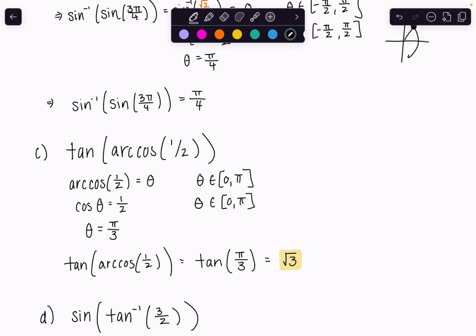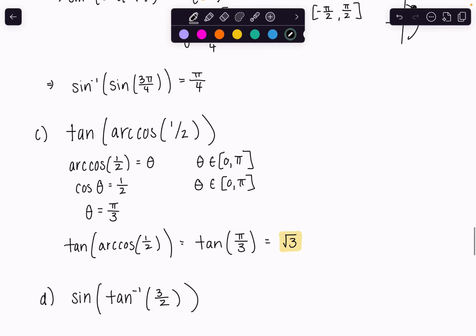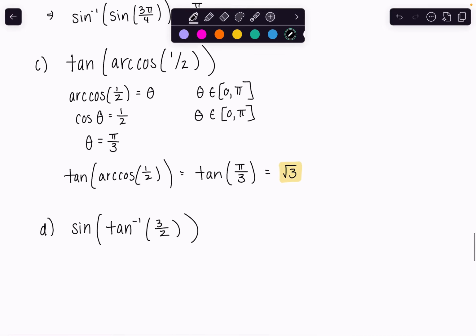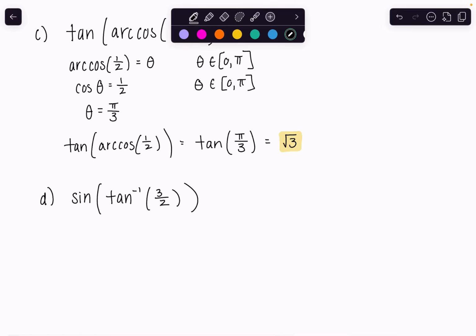Let's try another one of these. We'll make it more complicated now. We've got sine of tan inverse of 3/2. This one's a little bit different because I don't have a ratio I've seen before, 3 over 2.